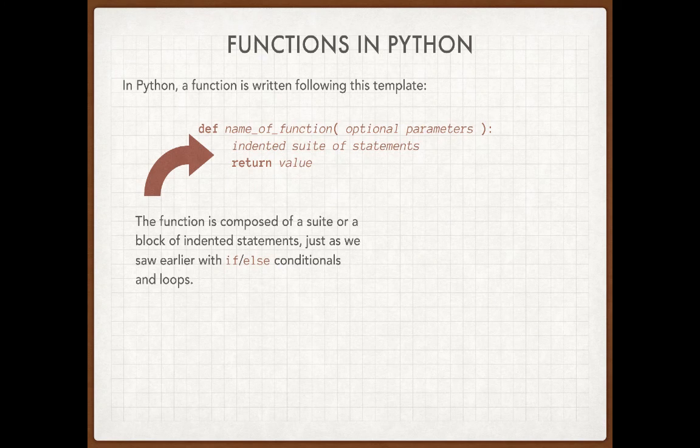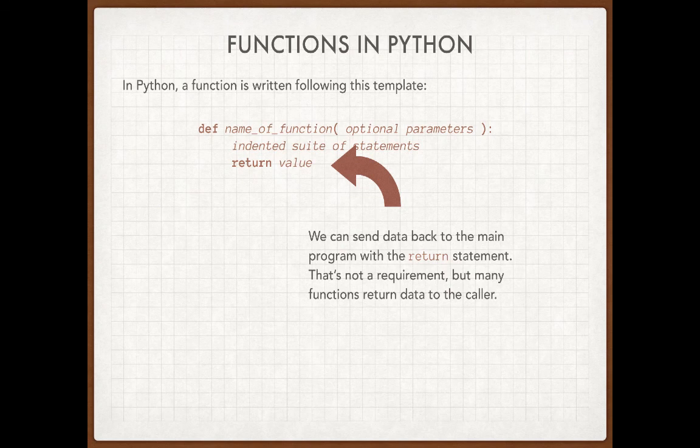Obviously, there's going to be a block or a suite here. These are all indented statements, just like we saw with a with block or loops or if-else. And the definition of the function just continues until there are no more indented lines. So it doesn't matter if there's 1 or 2 or 1,000. All of those would be totally legitimate for Python.